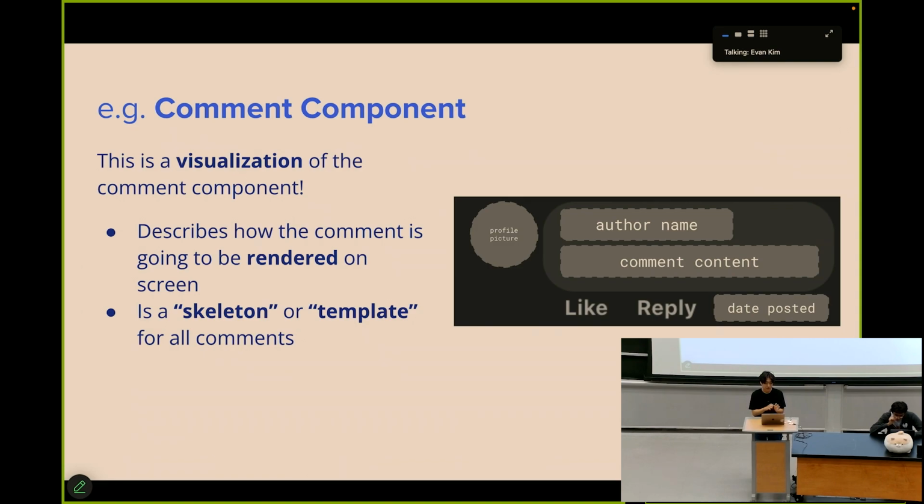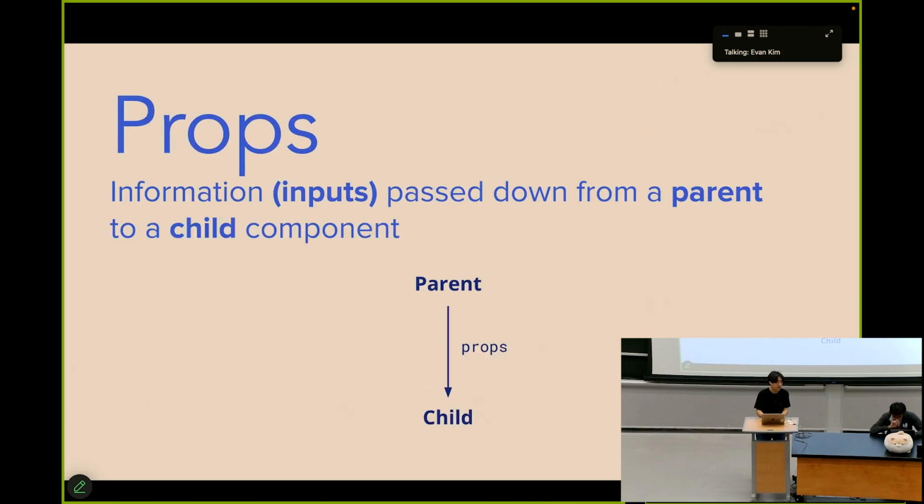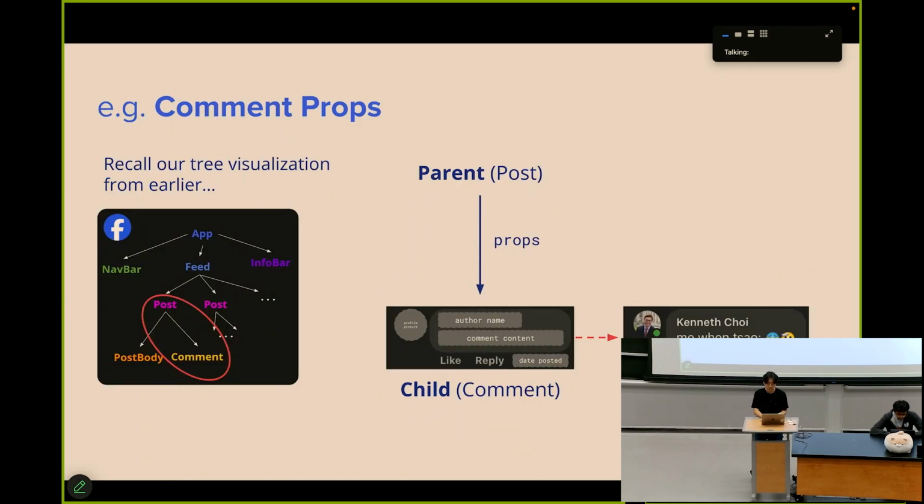So to be able to reuse this skeleton, where we have the same structure and the like and reply buttons are the same, we want to have some sort of input to our comment. And these are what are called props. Just like your functions have inputs, your components can also take in inputs and then render a part of your website based on those inputs. For the case of our comment, since we want the author name, the actual content of the comment, the profile picture, and the date posted to vary along the comments, we can pass in these props, these inputs, to the comment component, and then get out the comment that we want.